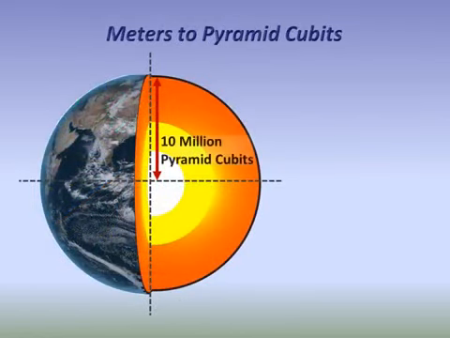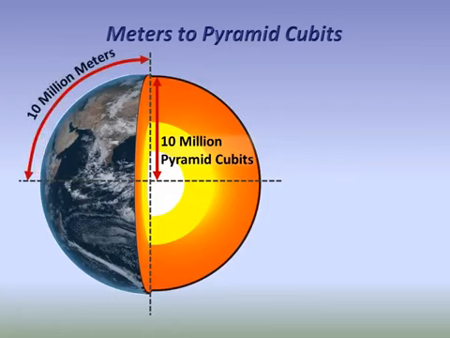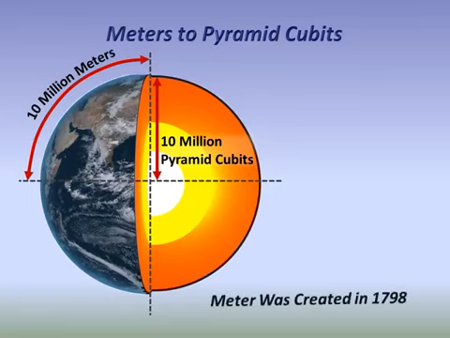Pyramid cubits, it's 10 million pyramid cubits to the North Pole from the equator, and it's 10 million meters from the North Pole to the equator circumference-wise. Now, it's interesting because the meter was not even created until 1798. So this is defining a relationship that didn't exist.